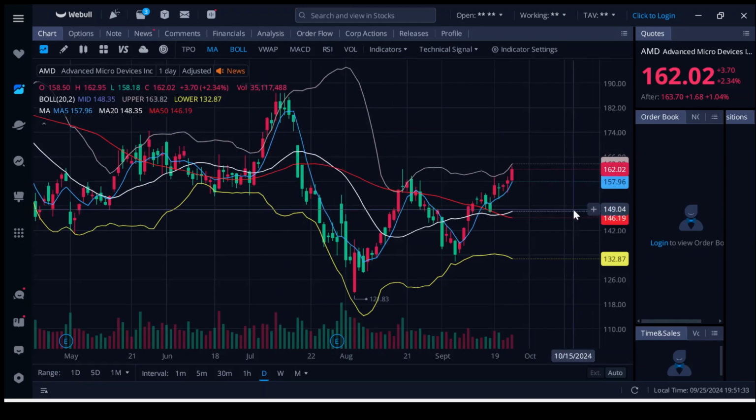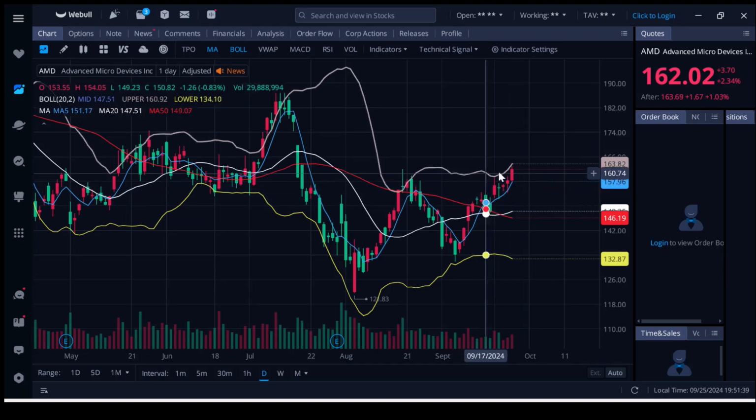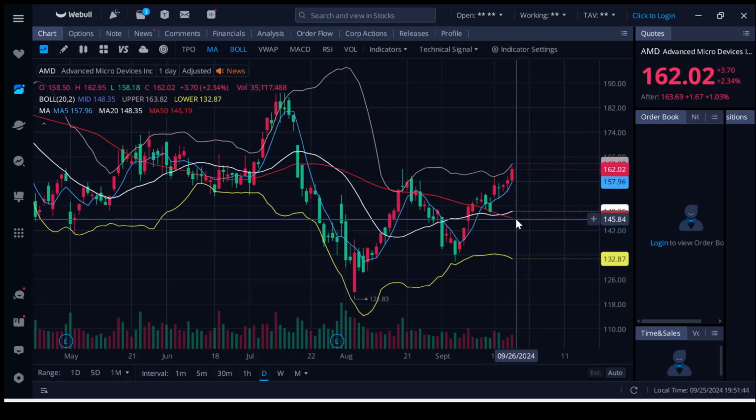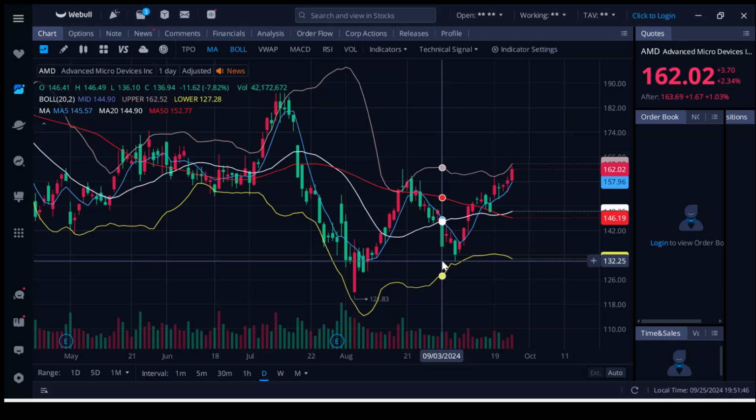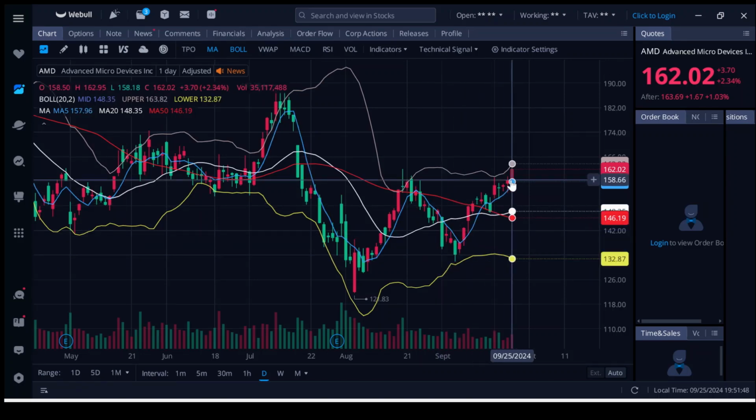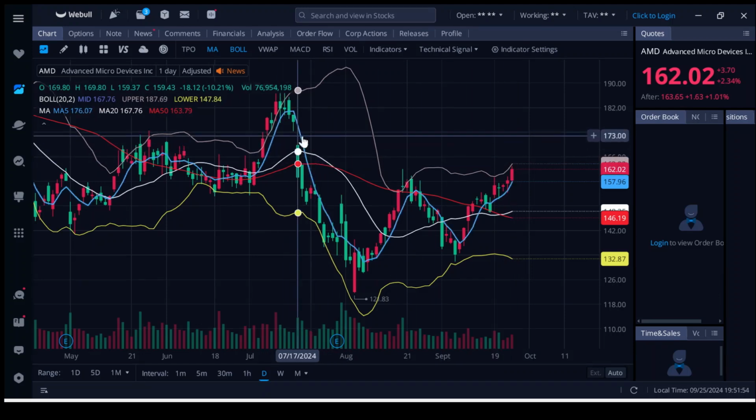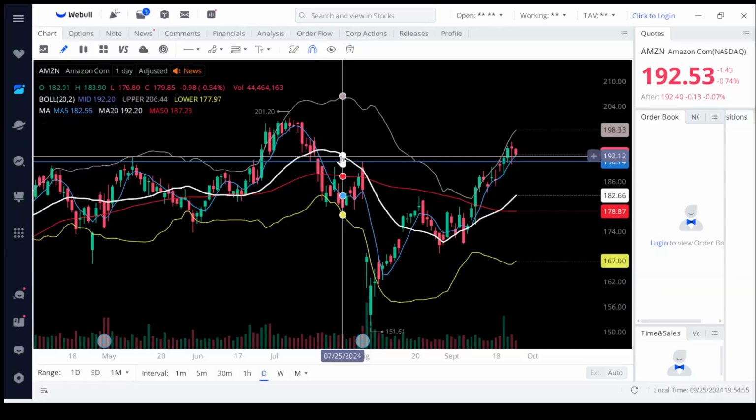As far as right now, we will have strong support right here at 158, the rising 5-day moving average, and if that gives up, 148, 146, and then it can go much lower from there. But you can see the trend is going up now, and it can possibly continue. If this thing gets that breakout over 164, it can easily come up and fill this gap at 174.